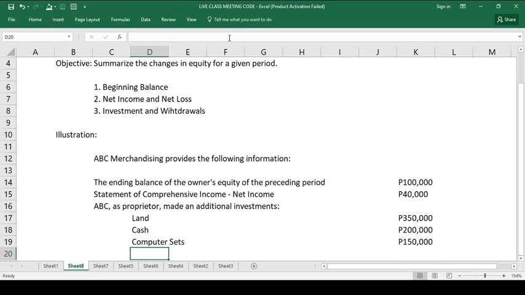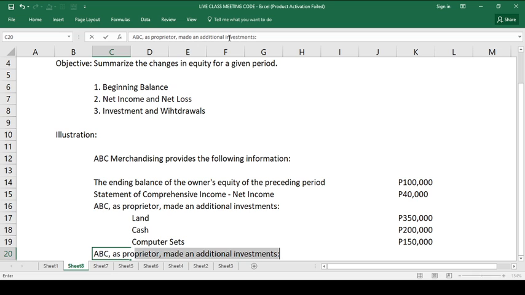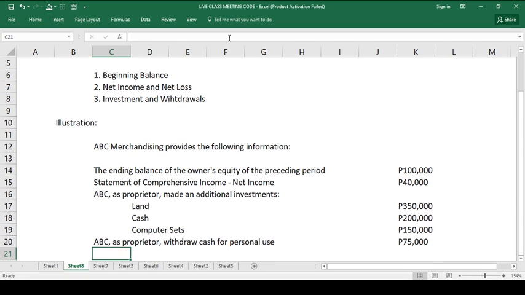And then, ABC as the proprietor withdrew cash for personal use in the amount of 75,000 pesos. Those are the only information given.